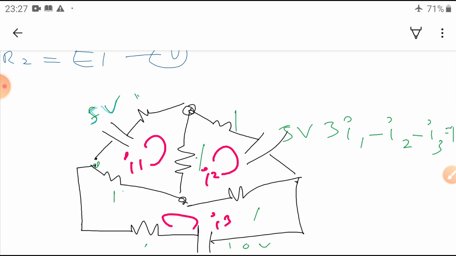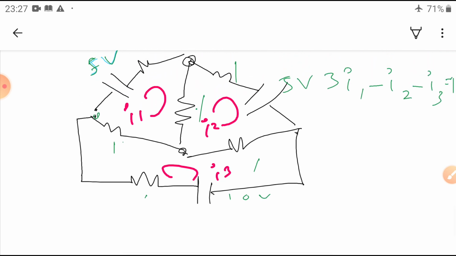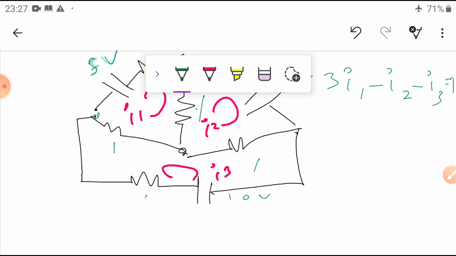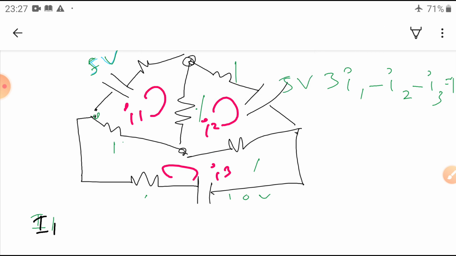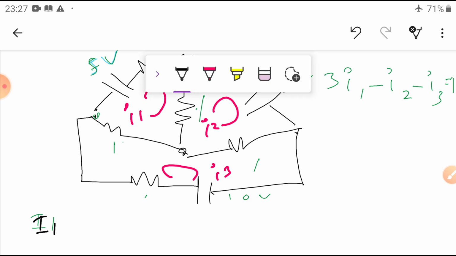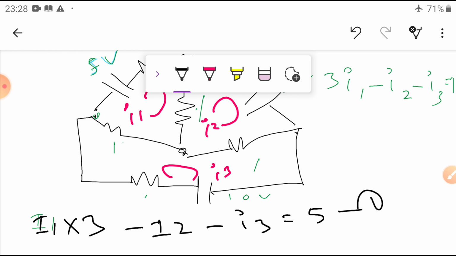Okay, once again, I will write the equations, you can see it. Here, just consider the first equation. So, what is the I1? You can write in black color first. I1. Okay. What is the resistance in branches? You can see. So 1, 2, 3. 3 resistances connected. Each one having 1 resistance, into 3. Okay. Minus I2 minus I3 is equal to 5 volts. This is the first equation.